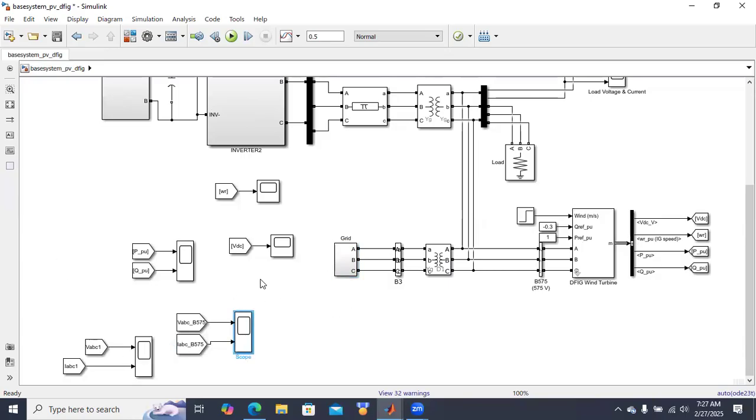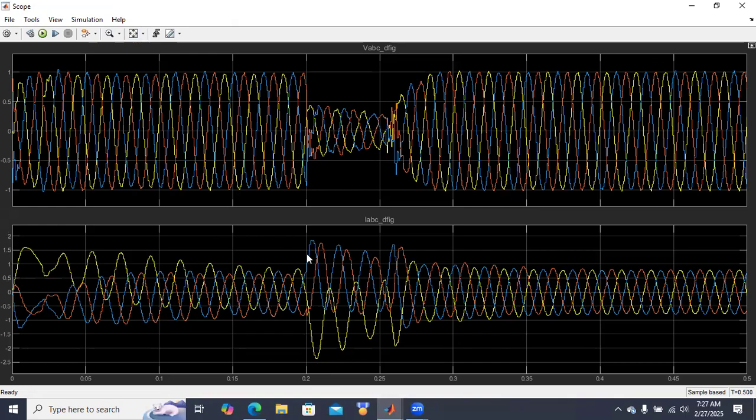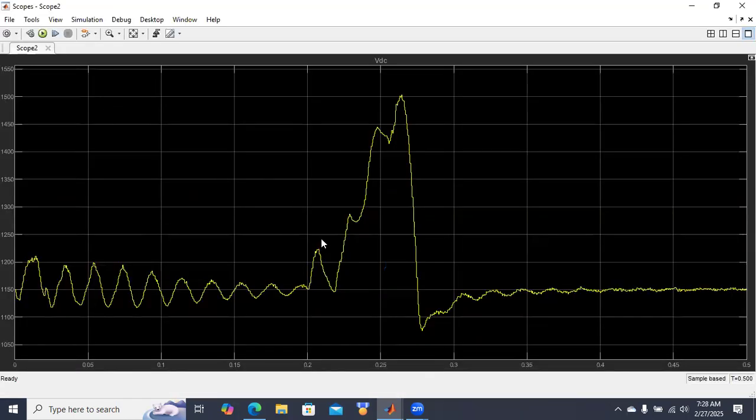And these are the voltage and current of that DFIG. At 0.2 seconds, the fault is created, so it is affecting the DFIG also here. And this is DC voltage. Here, if you see, it is 1150 volt, that is the nominal DC voltage. After 0.2 seconds, when the fault is created, the DC voltage is increased to 1600 volt. Okay, it will affect the converter devices. Again, when the fault is cleared, the DC voltage is reduced and settled at the nominal value.